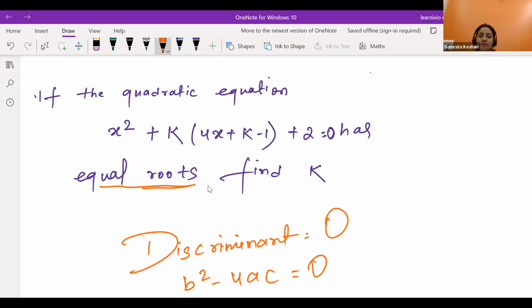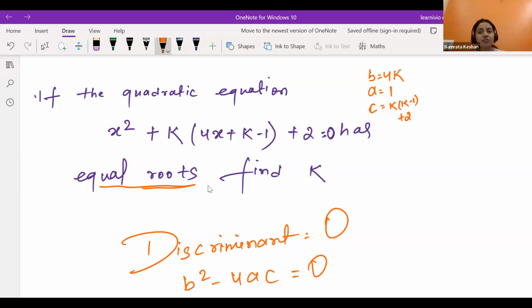Ma'am, b will be 4k. B will be 4k. A will be? A is 1. And c will be? C will be k into k minus 1 plus 2. Perfect. See how beautifully Alvina has understood what will be a, what will be b, what will be c.